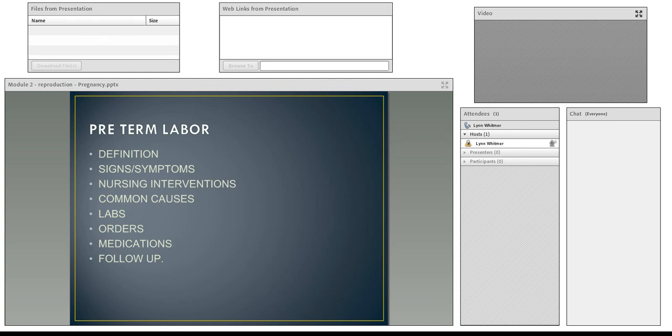Signs and symptoms, women will complain of different things. Urinary frequency, increased vaginal discharge, cramping, pressure, back pain. Any one of those things could be a trigger that something is changing. Nursing intervention, if she presents to you and you know she's preterm, you're going to get her in bed. You're going to get a fetal monitor on. You're going to start fluids. The most common cause of preterm labor is dehydration, first of all, or contractions.